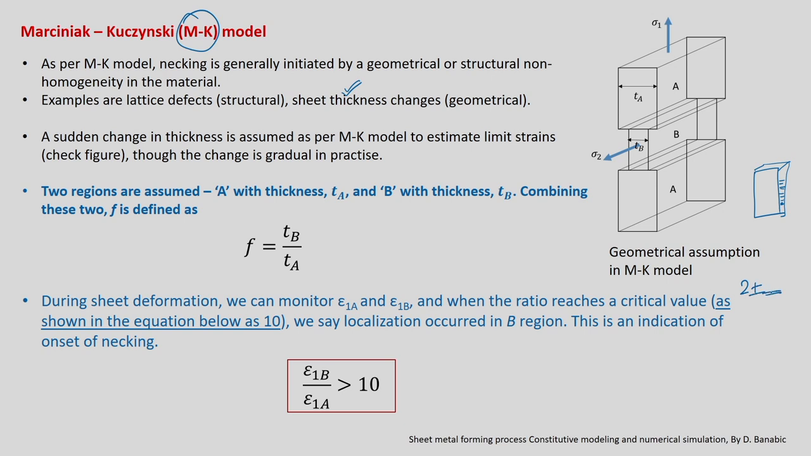That sheet thickness change itself is sufficient to create a severe thinning at one particular location, which can lead to significant necking, localized necking. So that is the whole idea here of thickness changes. Of course, lattice defects are already there. They are called structural defects.